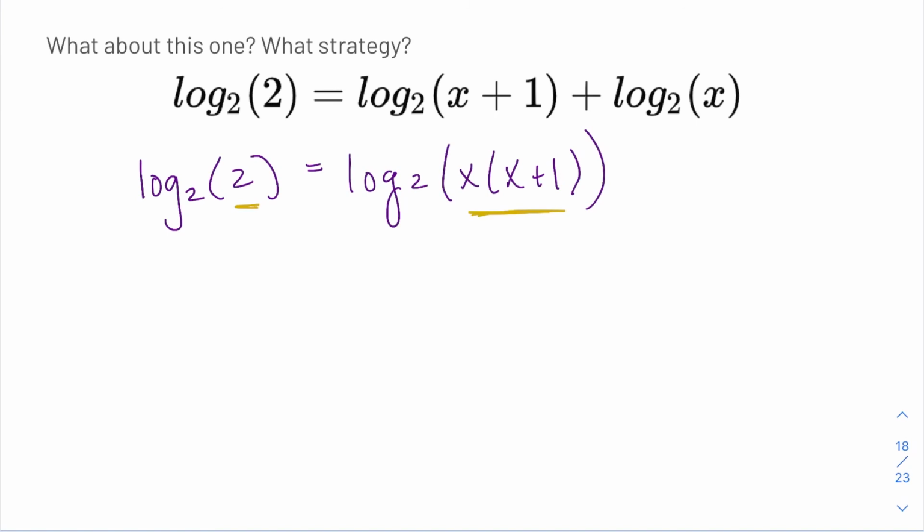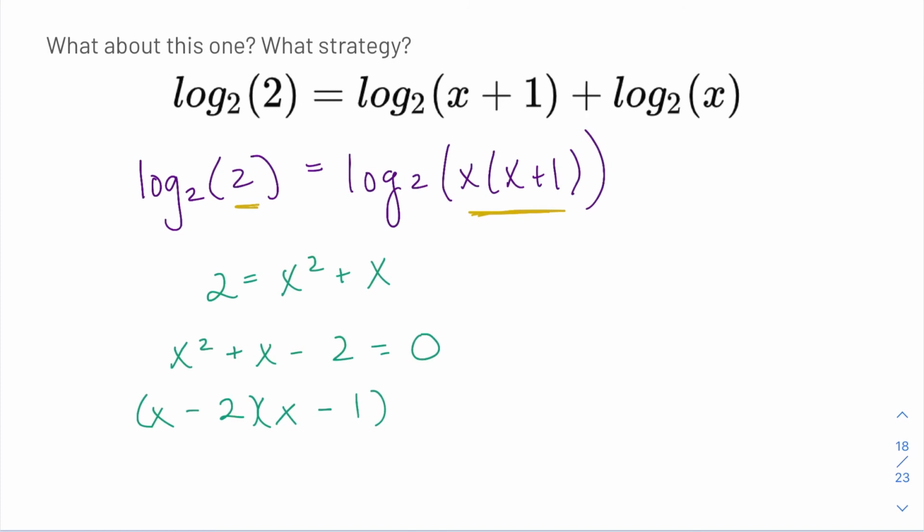So to do that, I'm going to multiply that out. 2 equals x times x is x squared, x times 1 is 1x. Again, this step is trig class. The rest is algebra 2, algebra 1, right? This is solving a quadratic. x squared plus x minus 2 equals 0. What multiplies to negative 2 and adds to positive 1 is going to be x plus 2 times x minus 1, which means that my solutions are x equals negative 2 and 1.